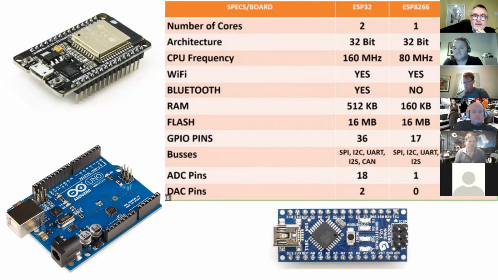You've got 36 input/output pins. You've got a whole bunch of what are called buses, which is the way that it communicates with other devices. You've also got a lot more analog pins, and the ESP32 actually has what's called a DAC on it, which is a digital to analog converter, which means in theory it can play sounds or sound effects on its own without the need for an external player.